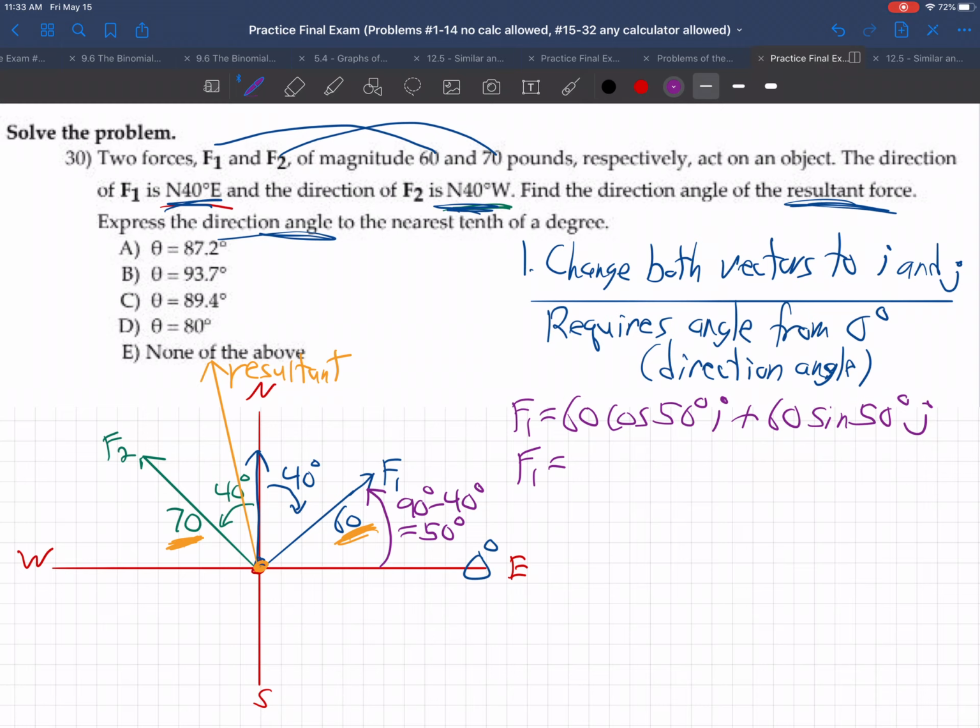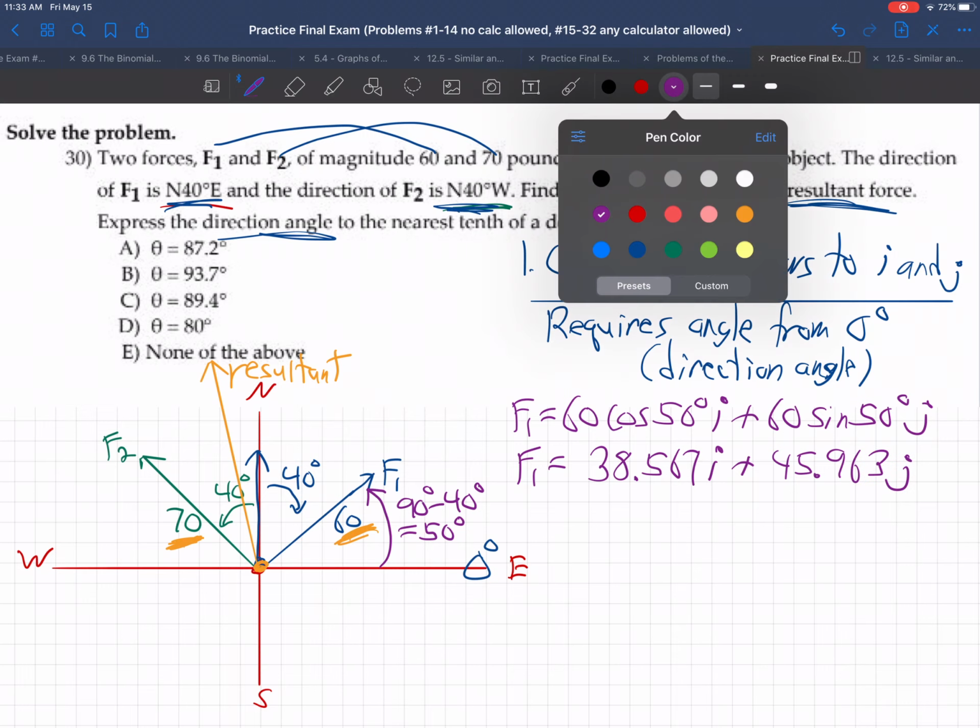Let's get some numbers on that. You have to get the direction angle, the angle from 0, to use that formula. Make sure you're in degree mode. I'm getting 38.567 i plus 60 times sine of 50, 45.963 j. Okay, now force 2.